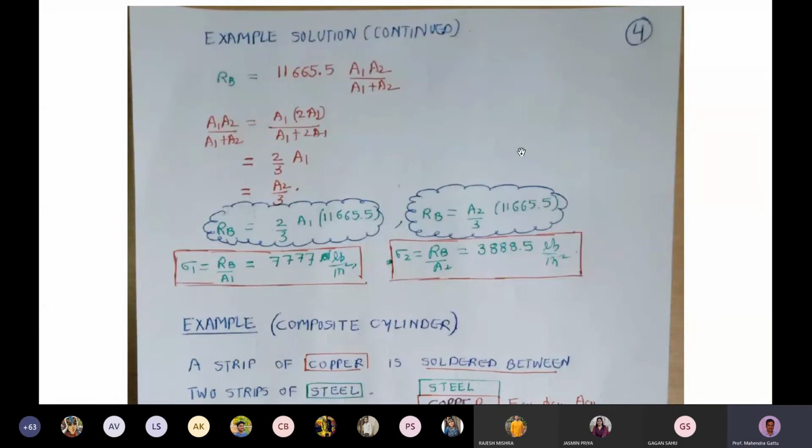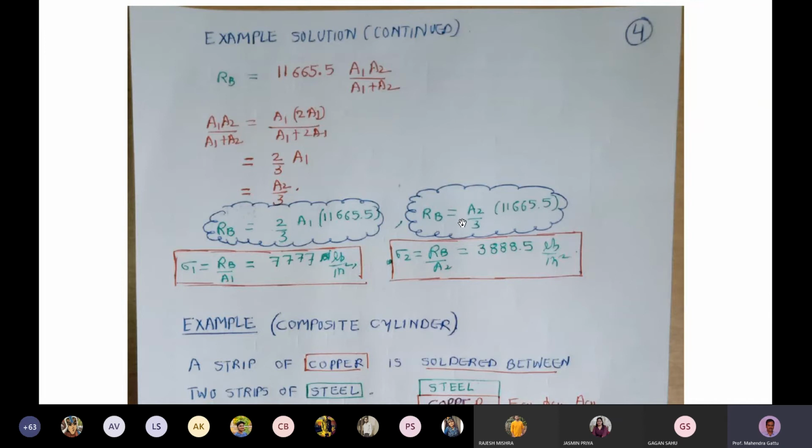So what is the compressive stress in segment 1? The compressive stress in segment 1 is RB by the area of cross section of segment 1, which is A1. So you can send this A1 to the denominator, and we get 2 by 3 times this term, and that value is around 7777 pound per inch square.